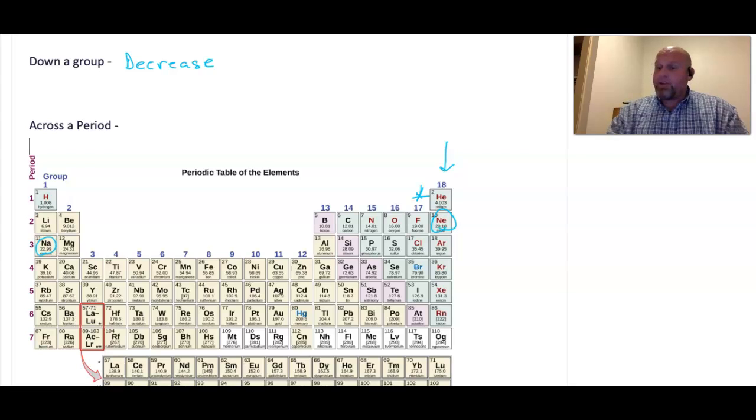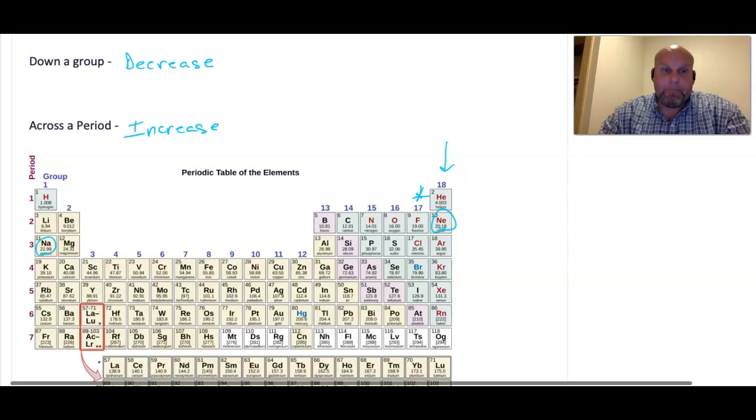Okay, so back to our trend for a second. We said down a group it's going to decrease, and across a period it is going to increase. And then we also have to make sure that we are specific about whether we're talking about the first ionization energy or second ionization energy, because that will change exactly what electron we're looking at.